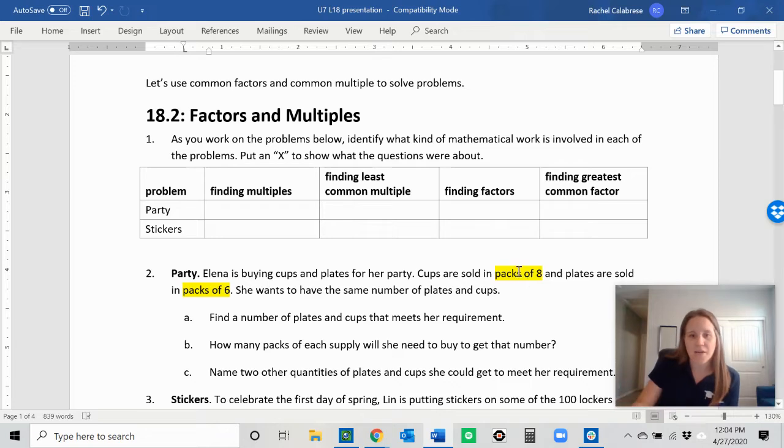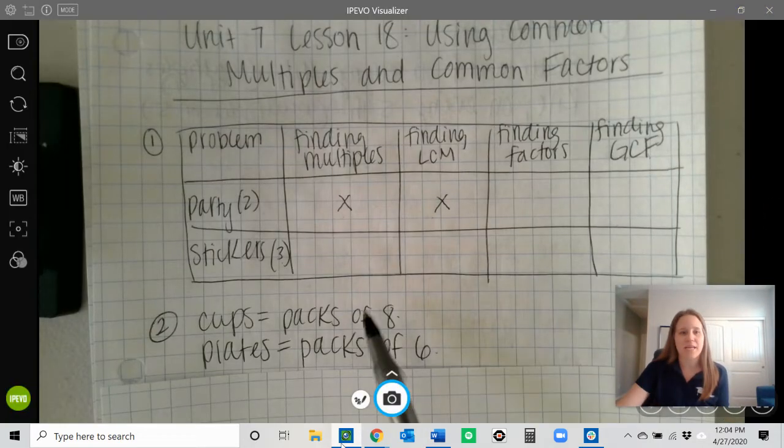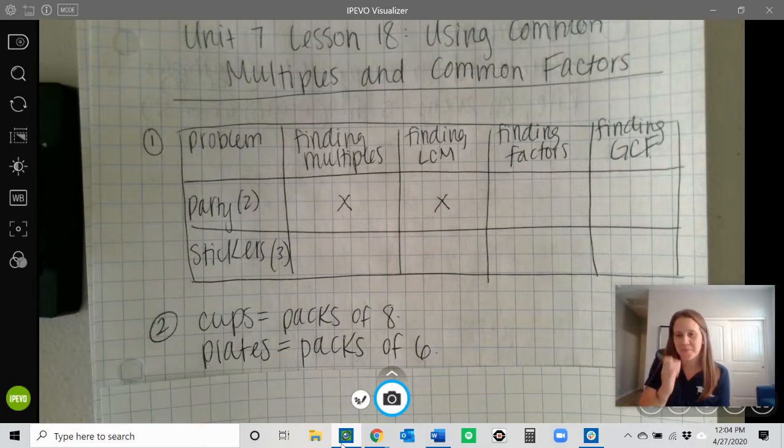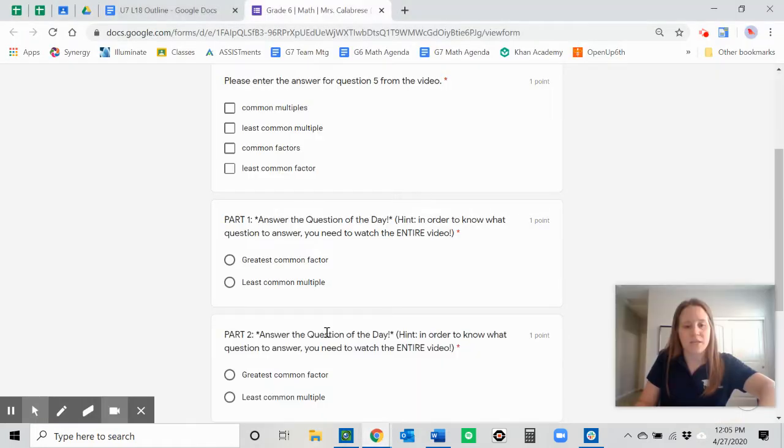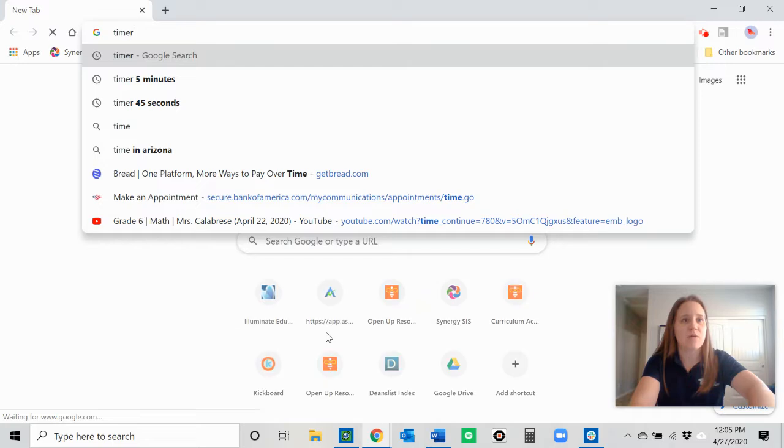Okay? All right, go ahead and, like me, jot down how many cups and how many plates, please, in each pack. That helps me determine what I am skip counting by, and that helps me eventually find the least common multiple. So that's the first thing I want you to do. Go ahead and find multiples of 8 and multiples of 6, and circle any that are common. All right, while you do that, I'm going to get a timer pulled up. We'll just take 1 minute.